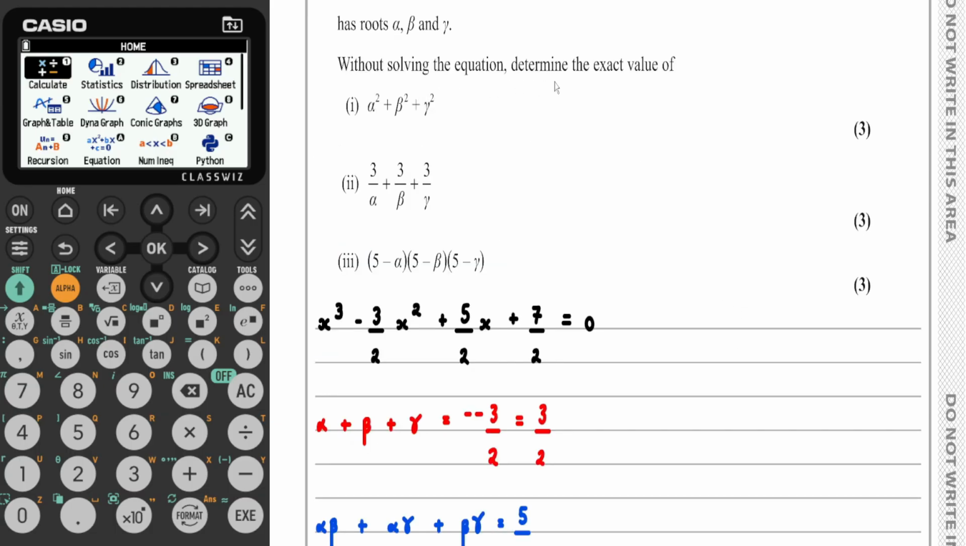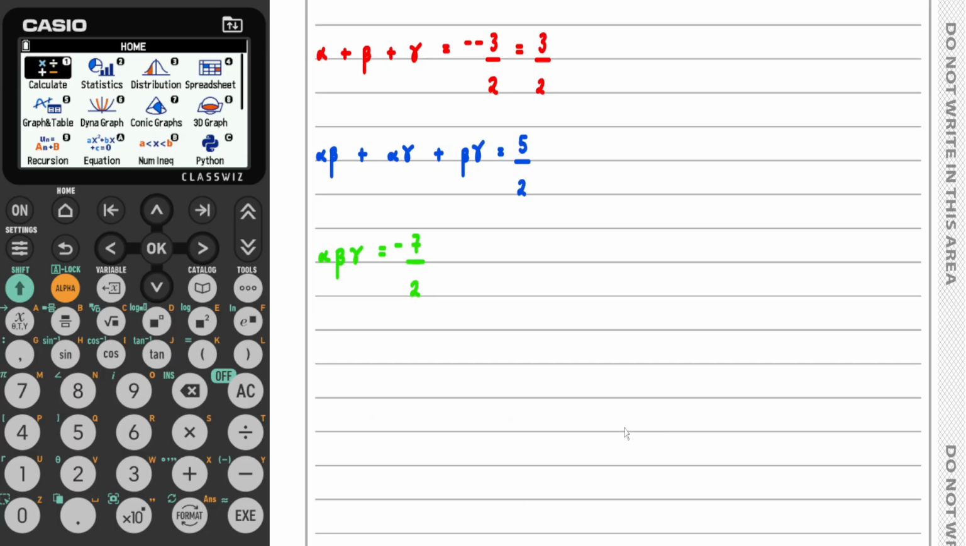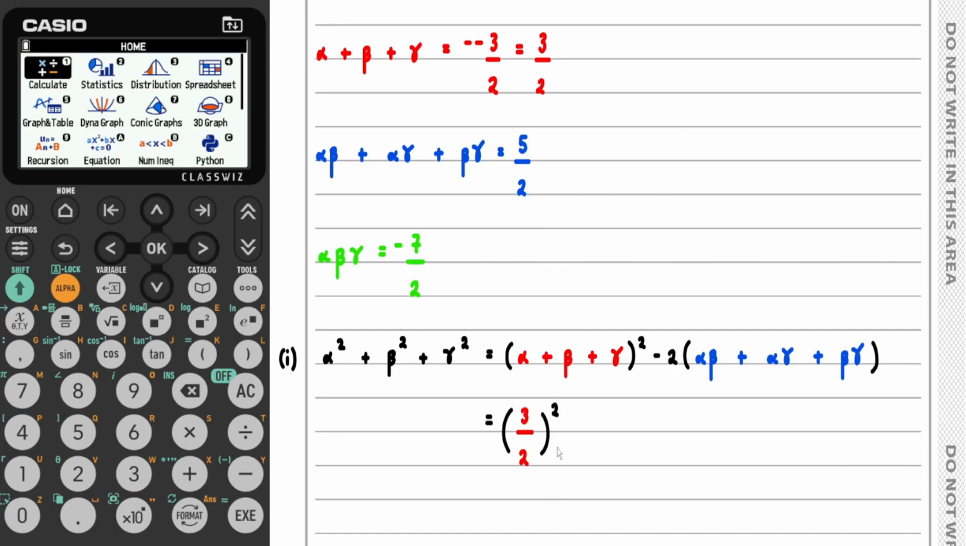Without solving the equation, determine the exact value of alpha squared plus beta squared plus gamma squared for part 1. Alpha squared plus beta squared plus gamma squared is equal to alpha plus beta plus gamma squared subtract 2 times alpha beta plus alpha gamma plus beta gamma. We know alpha plus beta plus gamma is 3 over 2, and alpha beta plus alpha gamma plus beta gamma is 5 over 2. So we have 3 over 2 squared subtract 2 multiplied by 5 over 2.